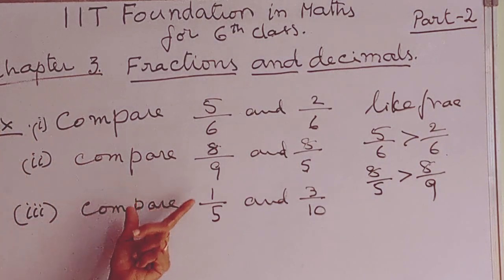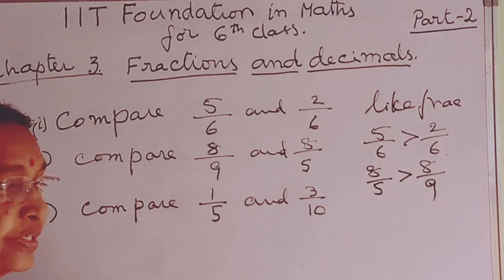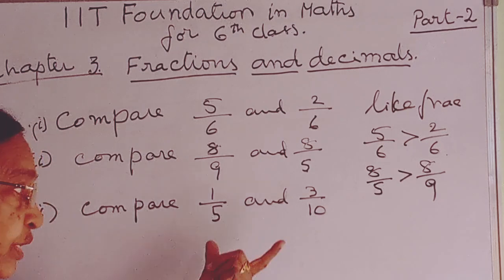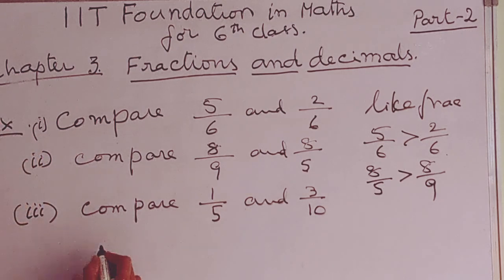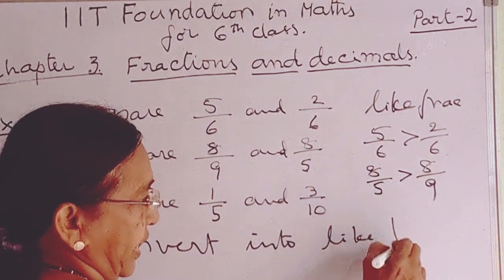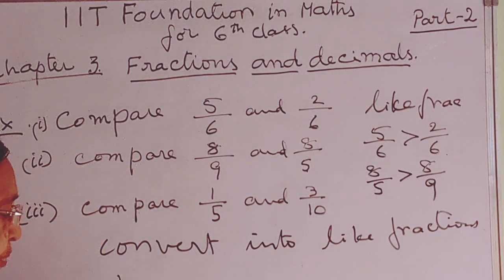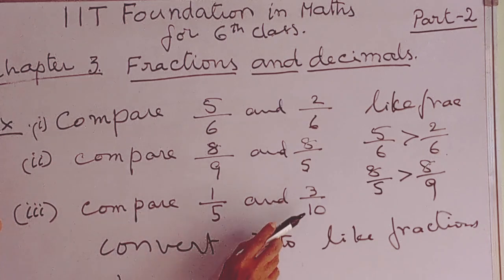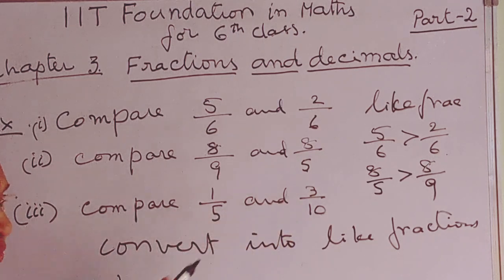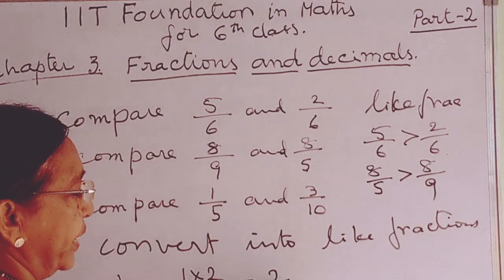Next one, compare 1 by 5 and 3 by 10. These two are unlike fractions whose denominators are different and the numerators are also different. Now we have to convert them into like fractions. Therefore, take 1 by 5. If we multiply 5 by 2, we get the denominator as 10. Then the two fractions become like fractions. Therefore, take 1 by 5 and multiply both numerator and denominator by 2. 1 into 2 by 5 into 2 is equal to 2 by 10.